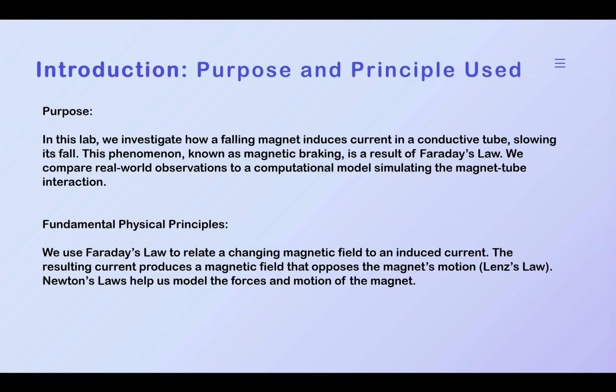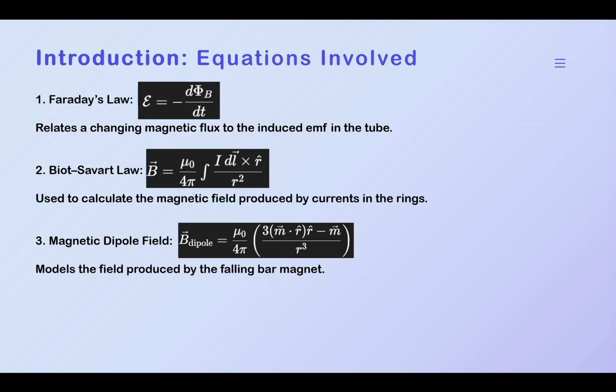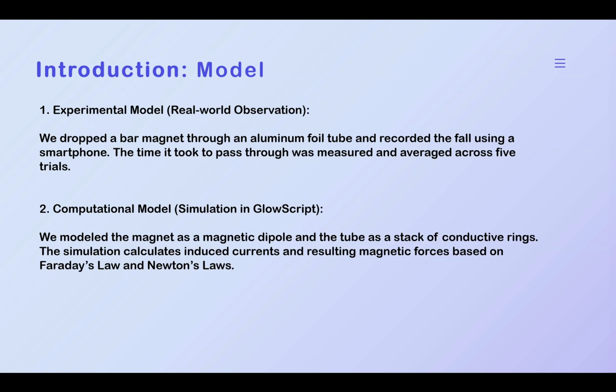Newton's law helps us model the forces and motion of the magnet. And here are some equations involved. First is Faraday's law. We use it to relate a change in magnetic flux to an induced EMF in the tube. And also the Biot-Savart law. We use it to calculate the magnetic field produced by currents in the rings. And also the equation for magnetic dipole field. We use it to model the field produced by the falling bar magnet.